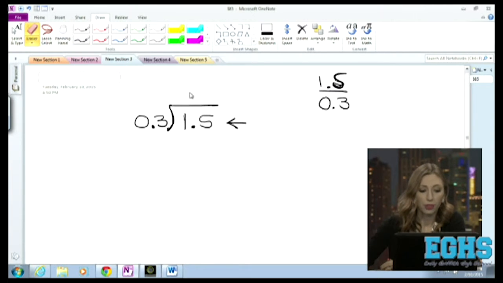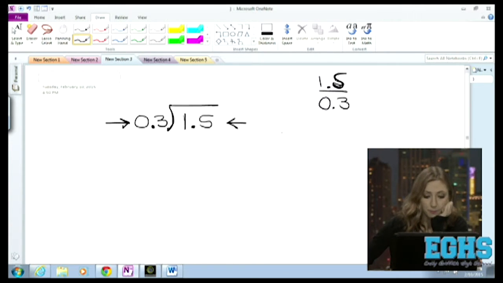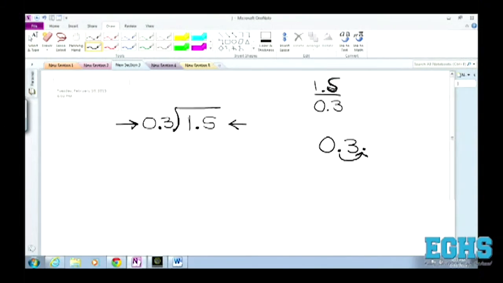Now the problem with this problem is that we also have a decimal in that number. And so what we want to do is actually get rid of it. So the way to get rid of it is to move it. So if I have this 0.3, to get rid of it, I want to take it and move it so that it's on the end.